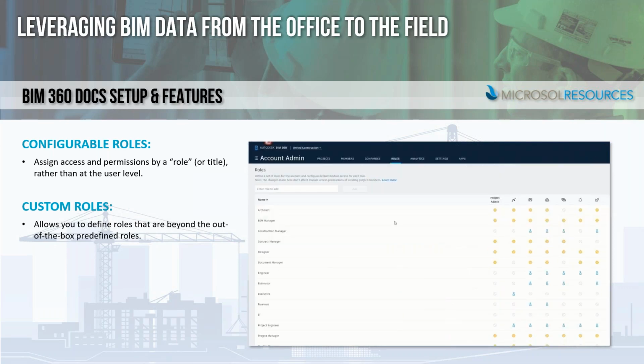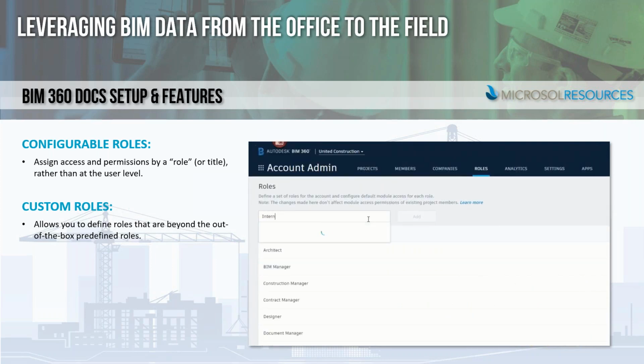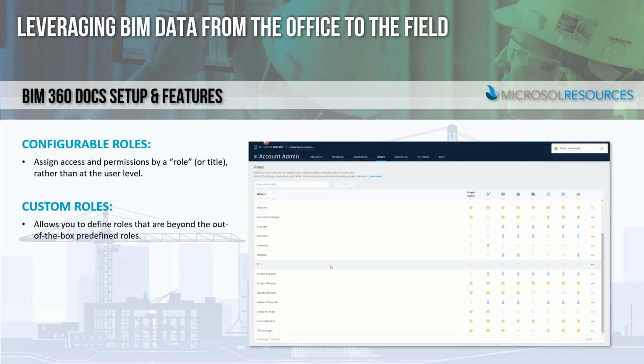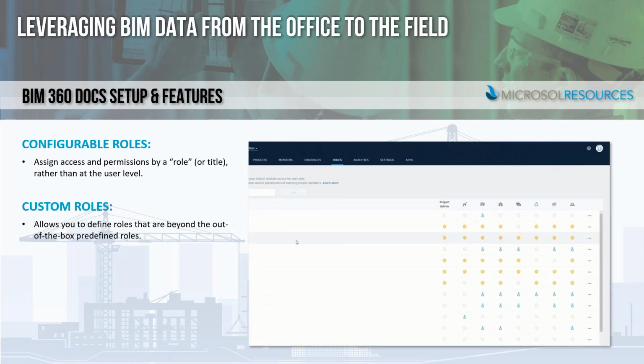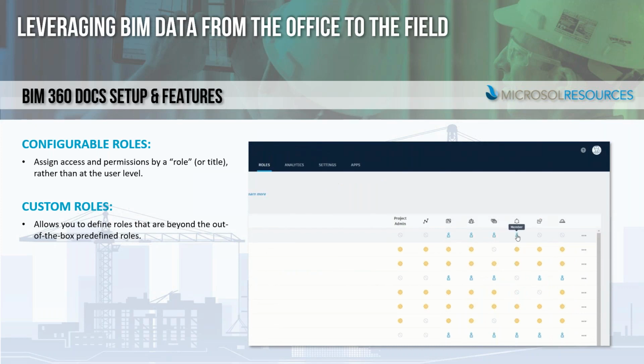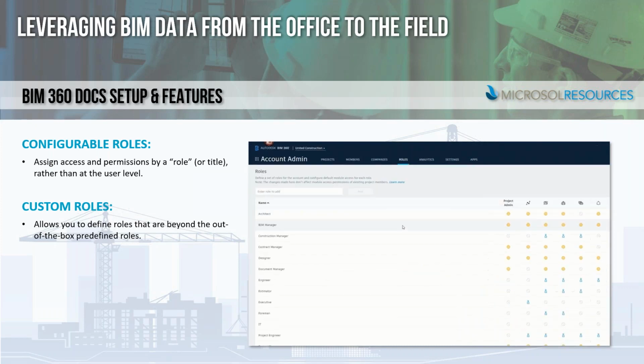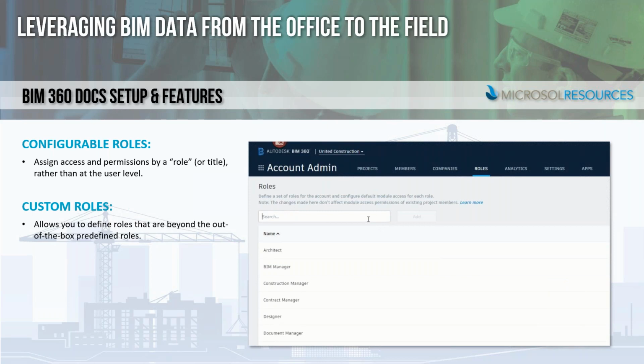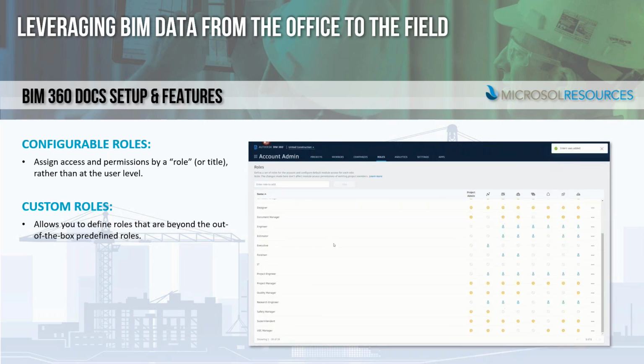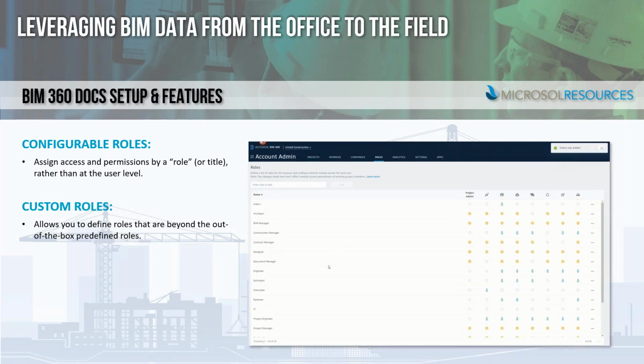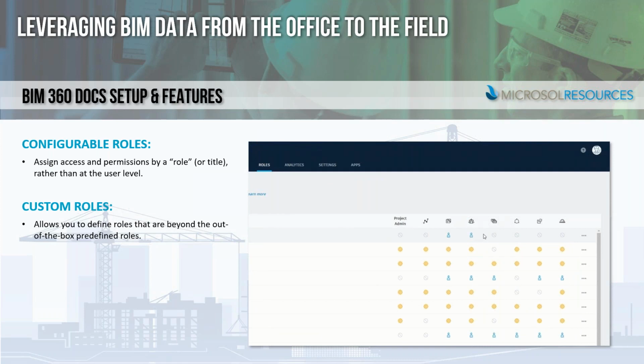So for example, if you wanted to give every BIM manager on your project access to the model coordination and document management modules, but not the project management module, you could define this in your settings so that anyone marked as a BIM manager has the same access to those two modules, but not another. There are actually 36 predefined roles that are standardized in BIM 360, but you can also create custom roles to meet the needs of your company and the BIM 360 site.